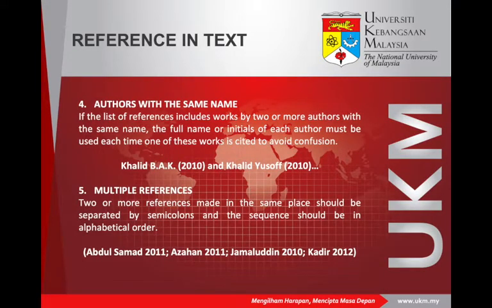Now, what if we have authors with the same name? If the list of references includes works by two or more authors with the same name, the full name or initials of each author must be used each time one of these works is cited to avoid confusion. For example, Khalid B.A.K. (2010) and Khalid Yusuf (2010). Okay, so you have to put on the initials because they are different people.